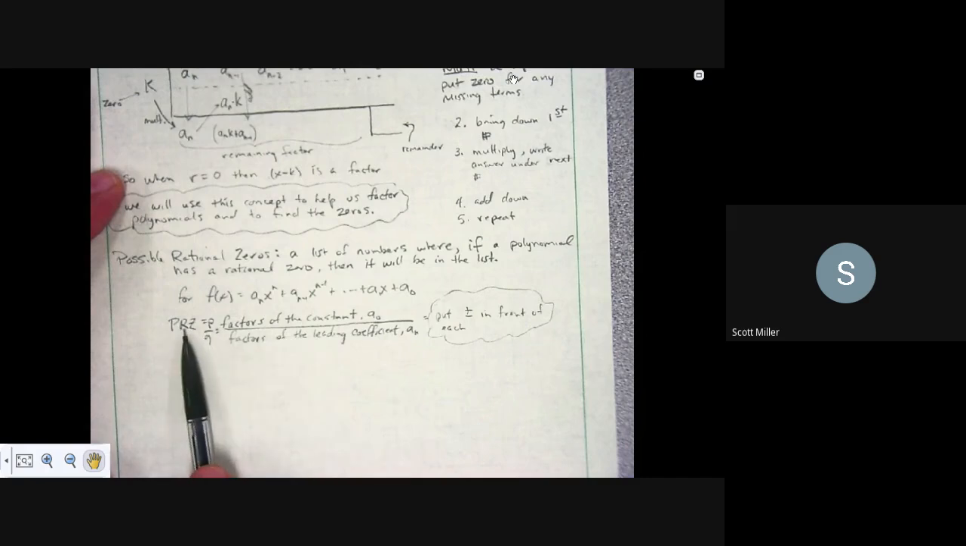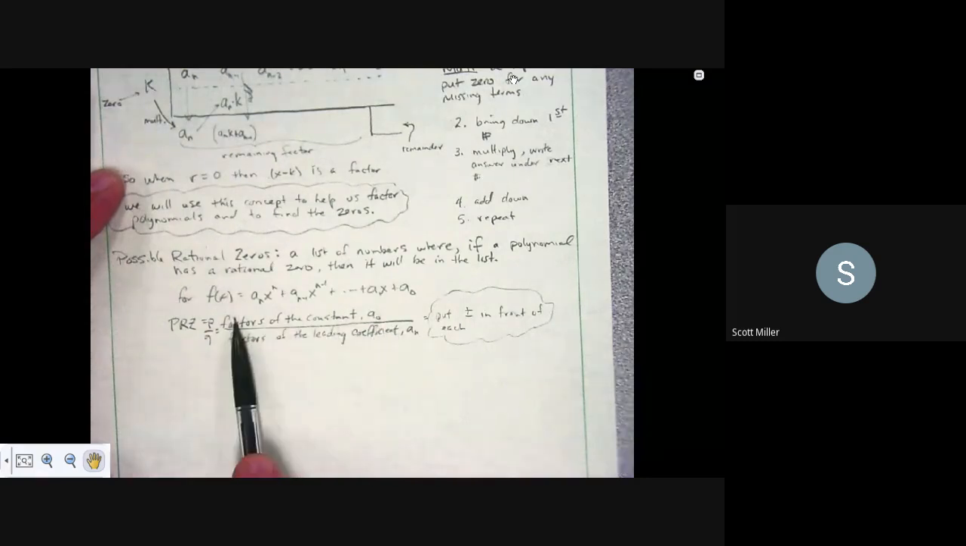The possible rational zeros, the PRZ, is a fraction where the top numbers are the factors of the constant and the bottom numbers are the factors of the leading coefficient. So you're going to divide every factor of the constant by every factor of the leading coefficient. You're going to get a list, and each number in that list is also going to have a plus or minus in front of it.